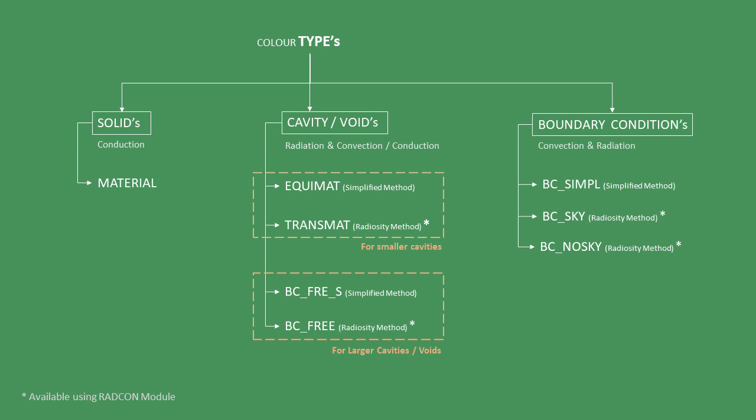Hence, to summarize, for all solid materials, conduction is the primary mode of heat transfer. We choose the type as material. For cavities where convective and radiative heat transfer is possible, we choose type Equimat to consider simplified radiation and type Transmat to perform detailed infrared radiosity analysis. For larger cavities, which are in the size of a larger void or a room, we choose type BC-free S for simplified radiation and BC-free for detailed radiation. For boundary conditions, we choose BC-simple with simplified radiation and BC-sky for the radiosity method.